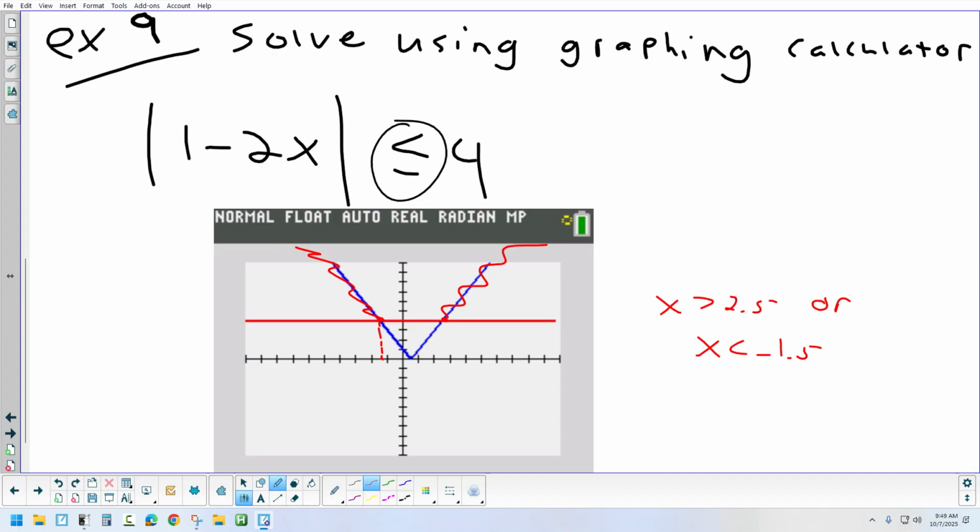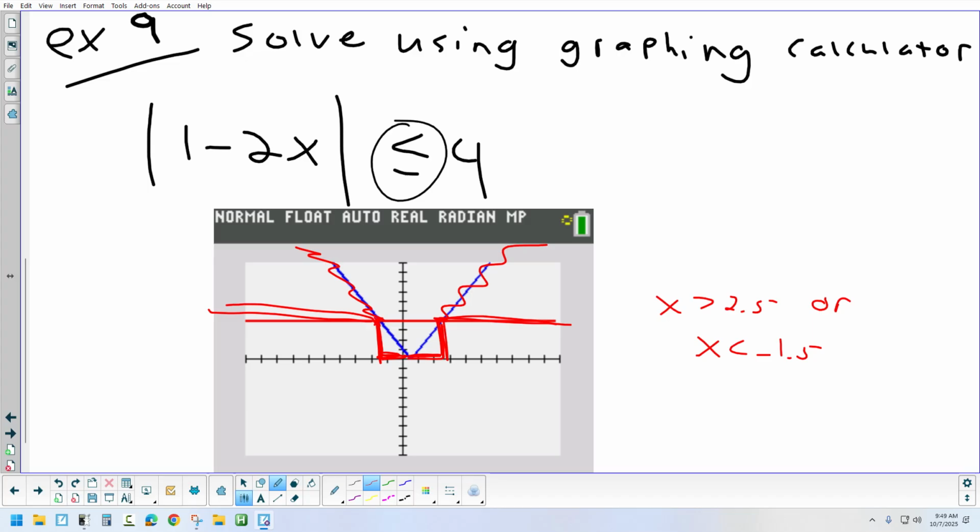So you're either looking for where you're above the red line or below the red line. If you want to know where you're below the red line, then you have to stay between those two x values. You've got to stay in the middle of them. If you want to know where you're above the red line, then you have to be outside those two x values, going in opposite directions.